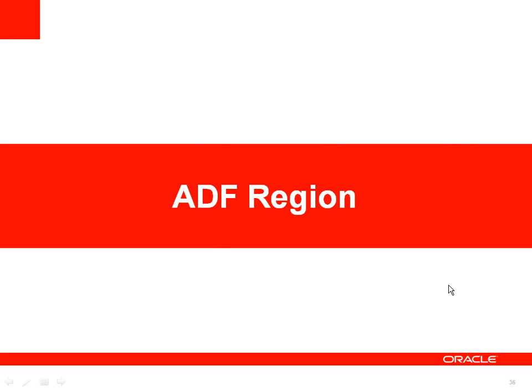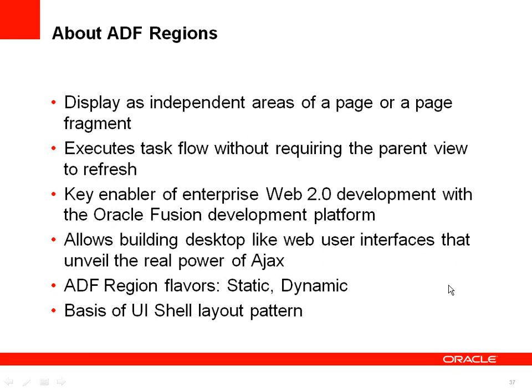Before we continue developing our sample application, we first need to introduce the concept of ADF region. So what is a region? An ADF region is a bounded task flow that is exposed on a specific area on a page or page fragment. A region executes a bounded task flow instantly. That means that there's no refresh of the view that contains the region.